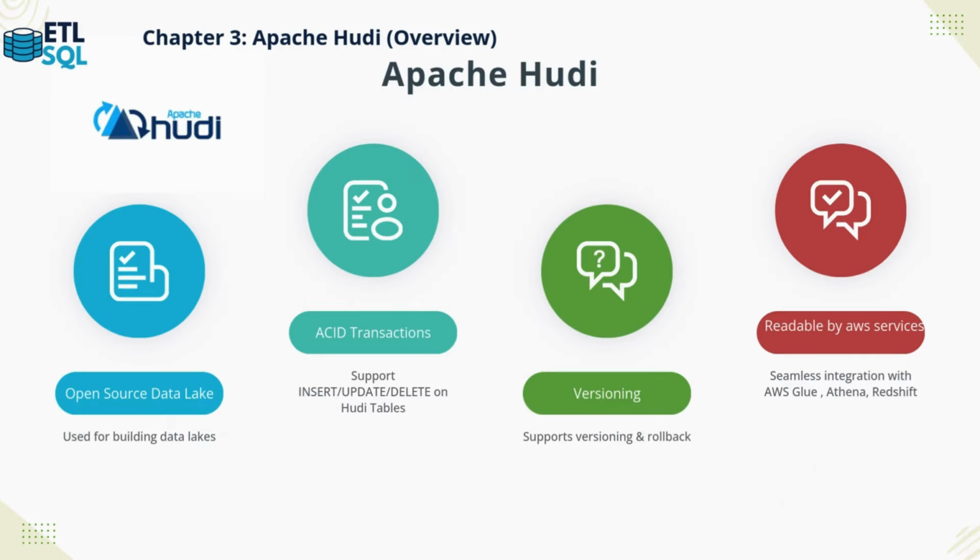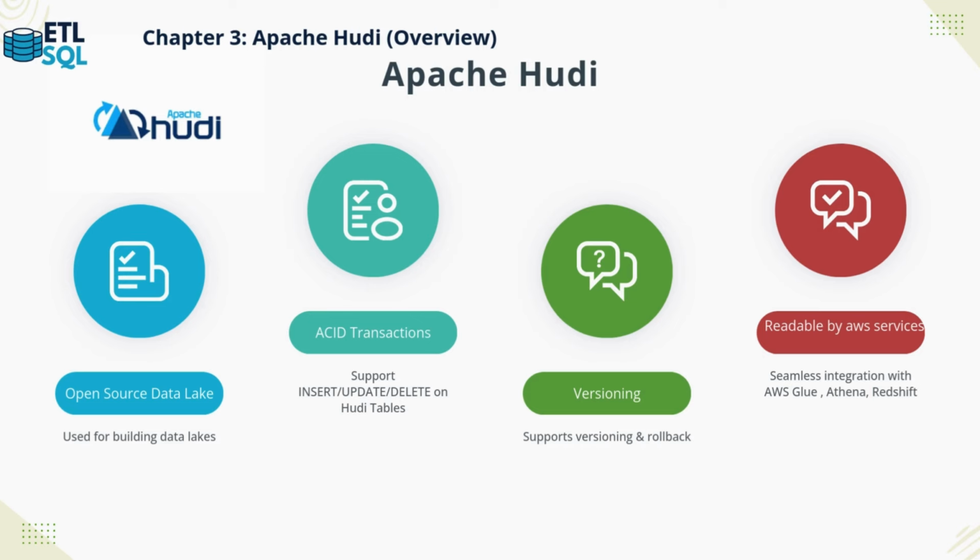Next, I want to talk about Apache Hudi. It's an innovative data lake technology that is transforming how we manage large data sets. Let me explain the 4 key features that make Apache Hudi particularly valuable. First, we have open source data lake capabilities. Apache Hudi provides robust functionality for building and managing data lakes effectively. Being open source means you get the benefits of community-driven development and transparency.